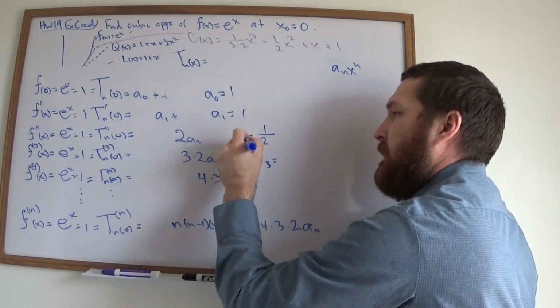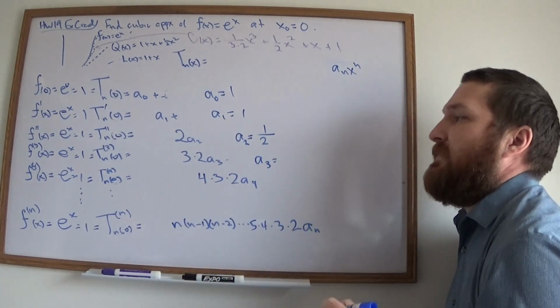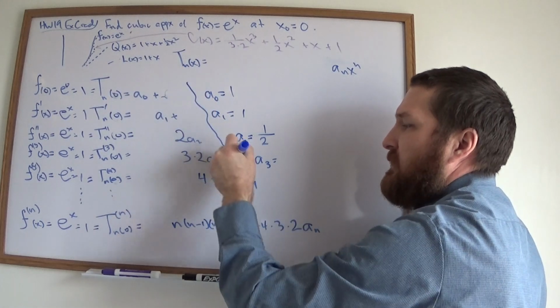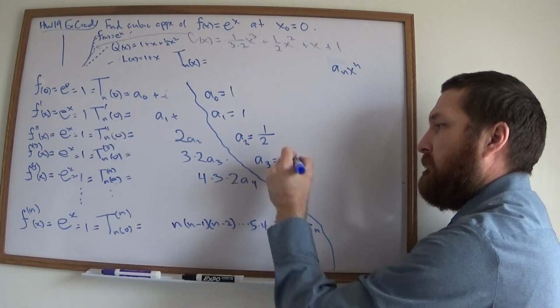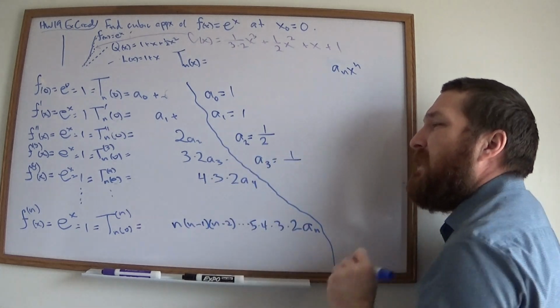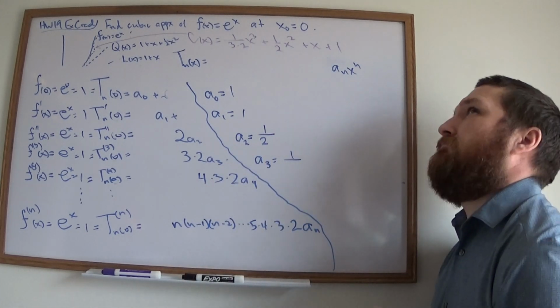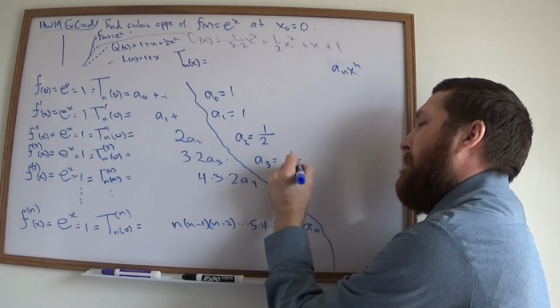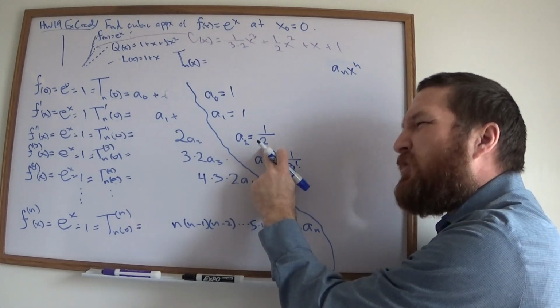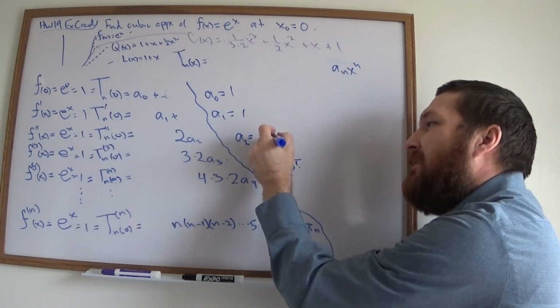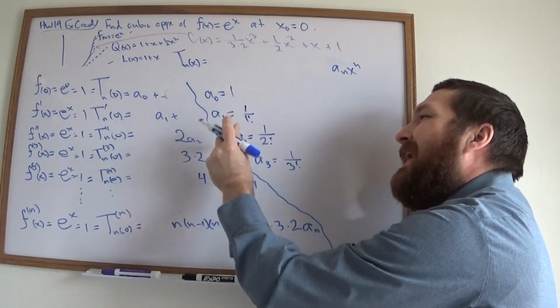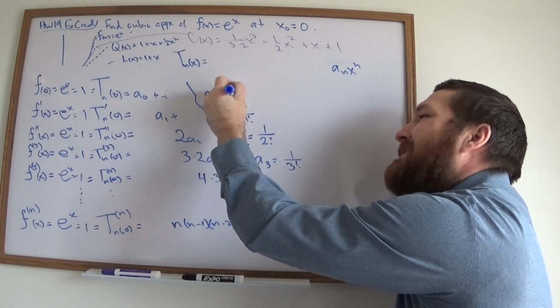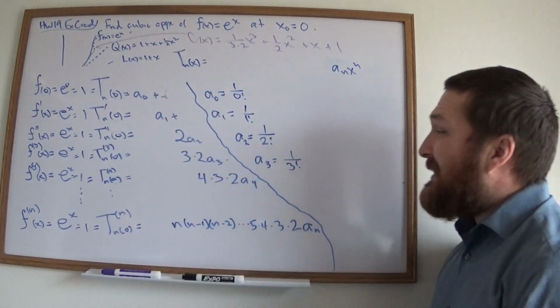Thank you, that's nice. Okay, a3 is equal to what? 1/6, or 1 over 3 times 2. What's a cool way we could write that? 3 factorial. Can we write 2 as 2 factorial? Yes. And 1 is 1. Can we write 1 as 1 factorial? Yes. Can we write 1 as 0 factorial? Yes. You see a pattern?